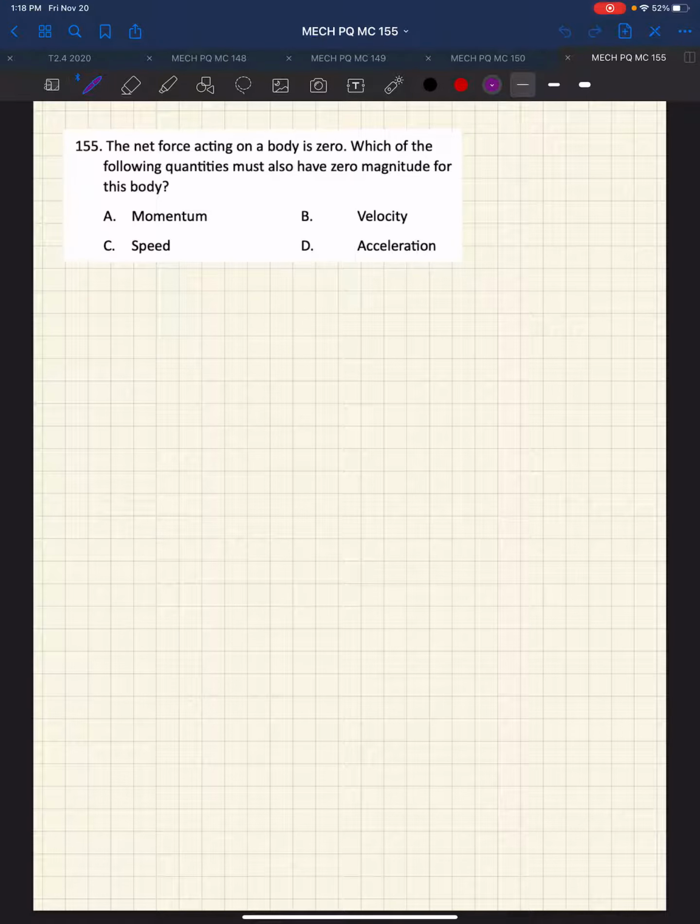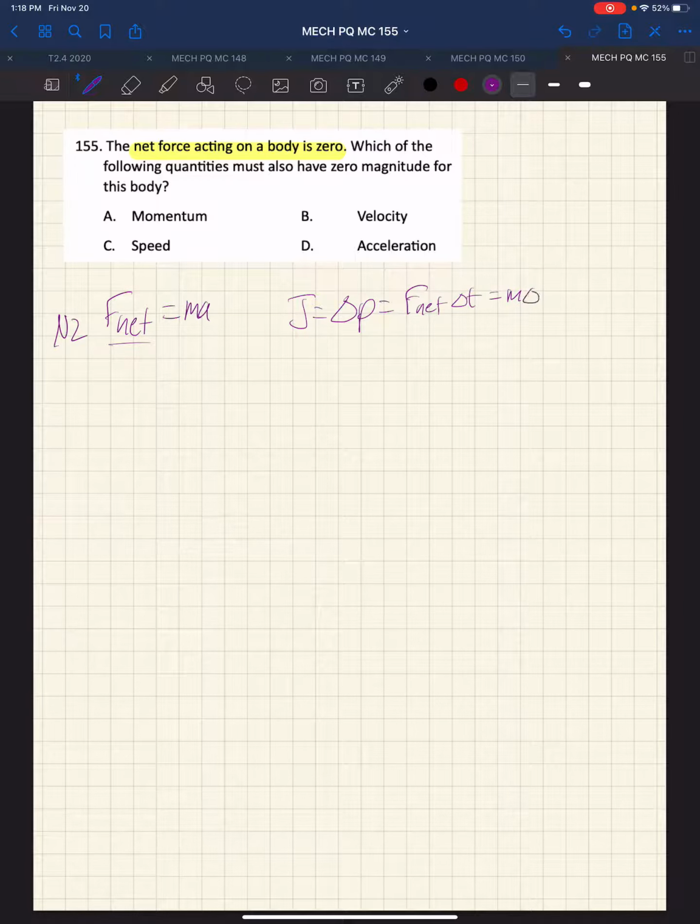So for this question, we have the net force acting on a body is 0. So I want to stop right there before I go further. The net force, F net equals ma, is Newton's second law, we know. And F net also appears in our four-way equivalence: J equals delta P equals F net delta T equals m delta V. So immediately I'm thinking I'm going to be answering this question through the lenses of those two sets of equations.